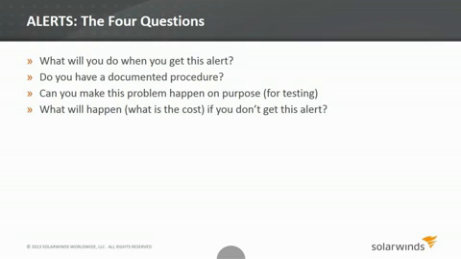Can you make this problem happen on purpose? When you're testing, the number of times that I get asked for an alert and it says, well, when such and such happens or when this message appears in the log, oh good, can we try that one so we can see? And all of a sudden the alert message doesn't look anything like what they said, or they say they can't do it. Now that's one of those where you have some wiggle room.